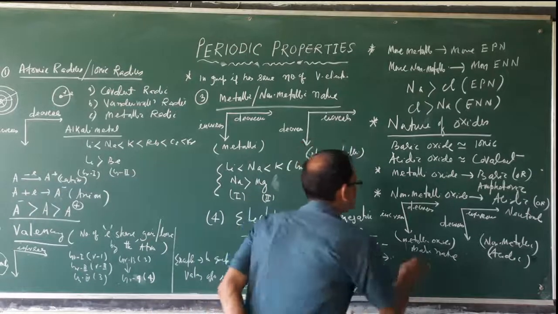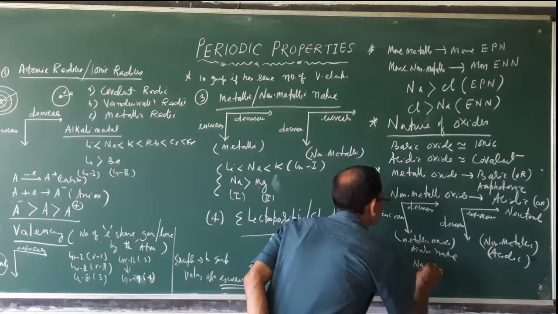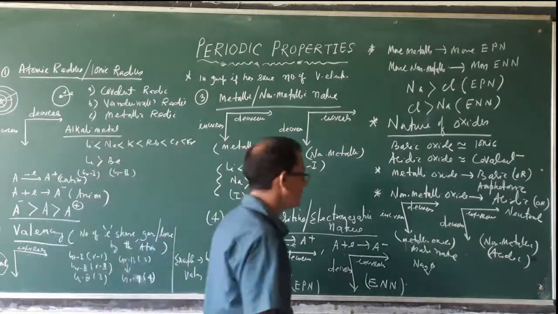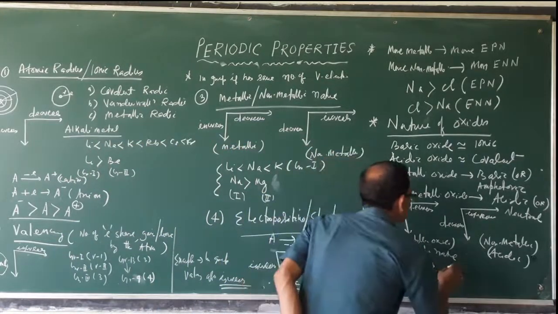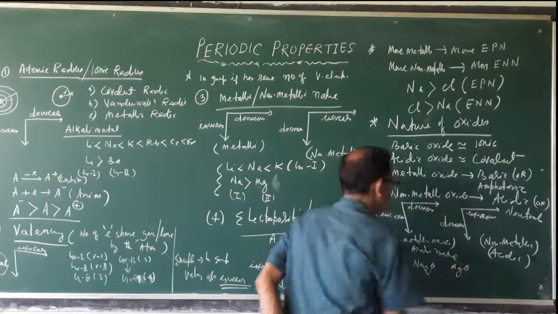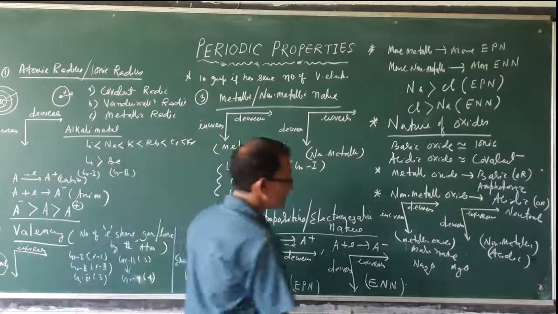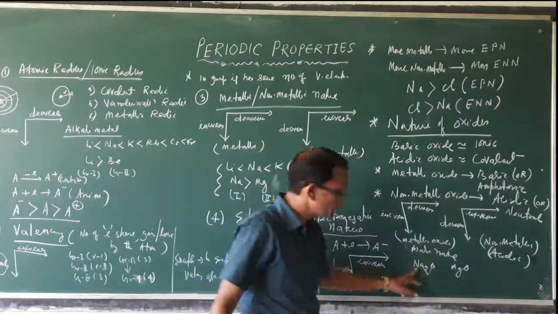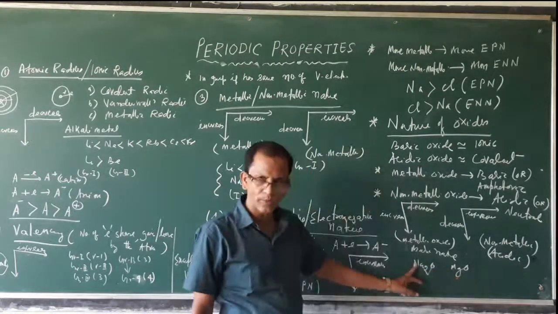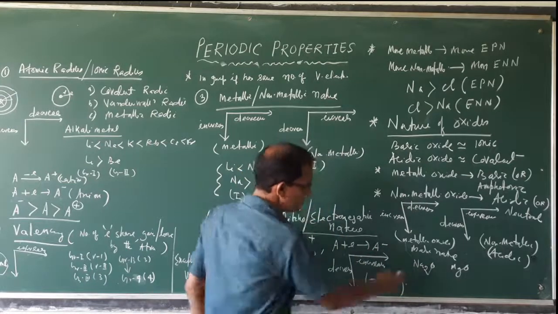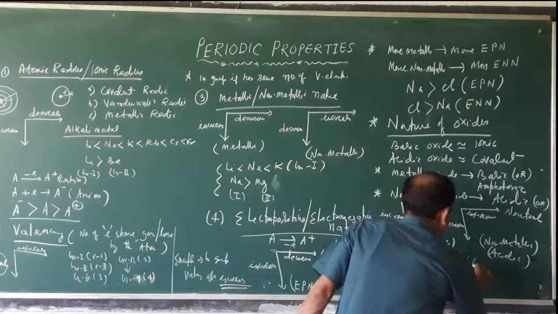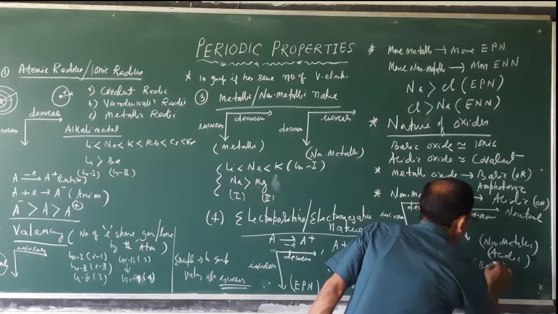For example, sodium oxide and magnesium oxide, these two. Sodium is more metallic than magnesium. As sodium is more metallic than magnesium, its oxide is more basic than magnesium oxide. This is basic character.